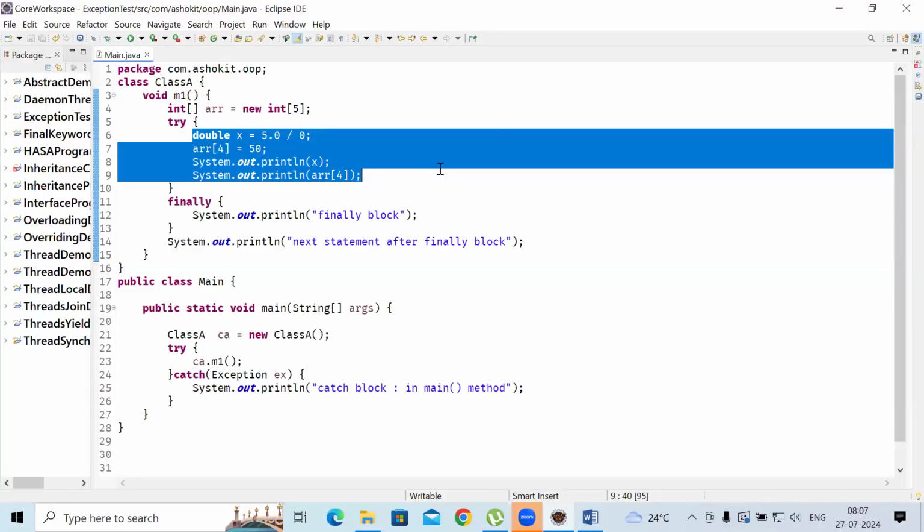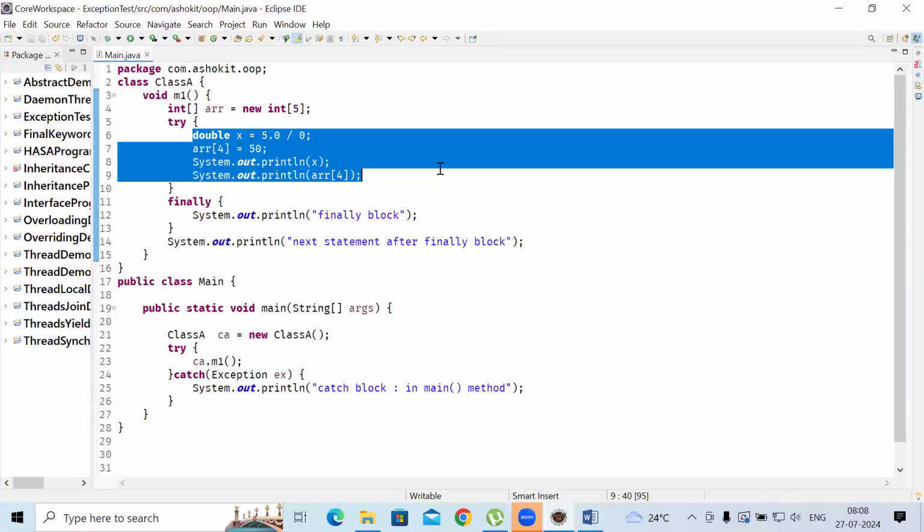It doesn't check for the nearest catch block also. Control checks for the nearest catch block only if an exception occurs. If the exception does not occur, then it will directly jump to the finally block. So what's the message printed? Finally block.